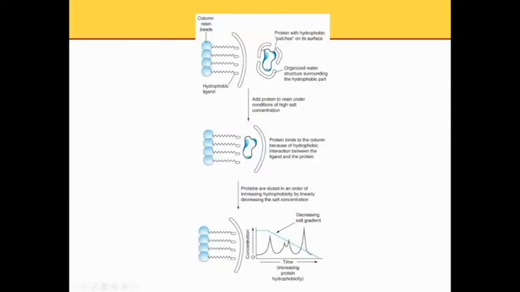And this is just an example to show you that originally you use the high salt buffer to make those hydrophobic side chains stick out, so they will interact with the hydrophobic ligand. And later on, when you reduce the salt concentration, then you can elute this protein. So this is the hydrophobic interaction.